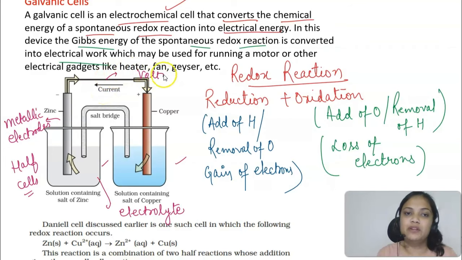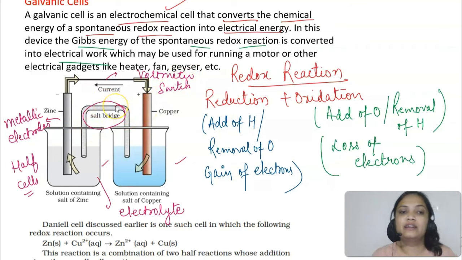These metallic electrodes are dipped into their respective electrolytes, and these electrodes are connected through wires to the voltmeter and switch externally, and internally they are connected with each other using a salt bridge. Now, what this salt bridge is and what its function is, we will discuss later on. I'm just telling you the construction of this cell. Sometimes both of these electrodes can be in one electrolyte only. In that case, we will not require a salt bridge.